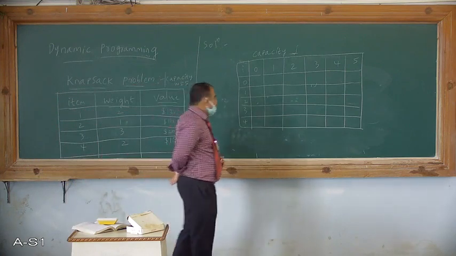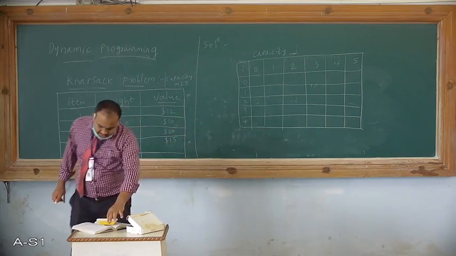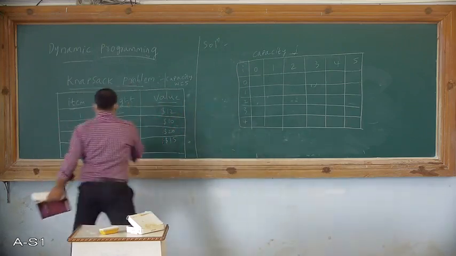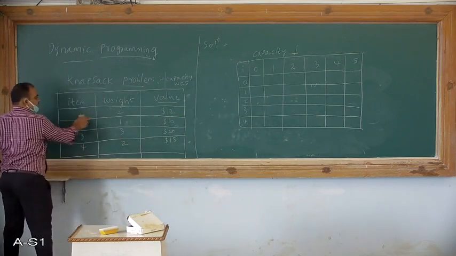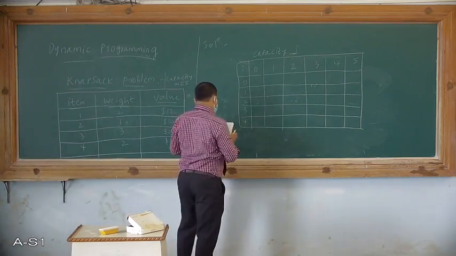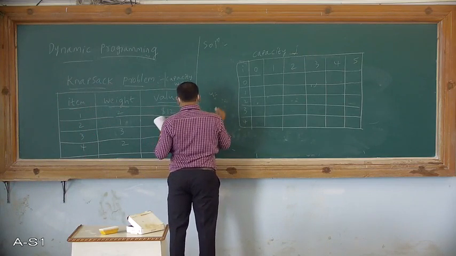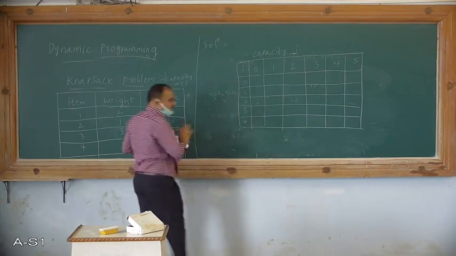What is the case here? What is the value of I here? One more thing we need to write along with this. Item 1, what is the assigned weight? It is 2. You can observe here item 1 weight is 2 and value is 12. I will write both things. W1 means weight 1, that is 2. V1 is 12. The same thing I am writing here.